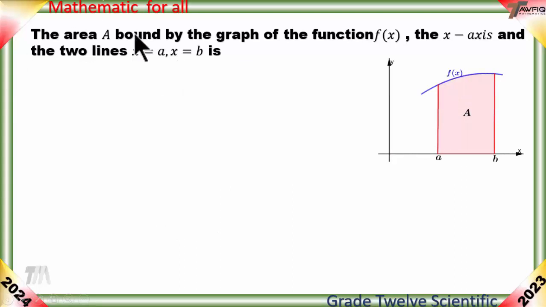if we have the graph of this function at the interval [a, b] over the x-axis, this area is positive, so the area is equal to the integral from a to b of f(x) dx, which equals F(b) minus F(a).